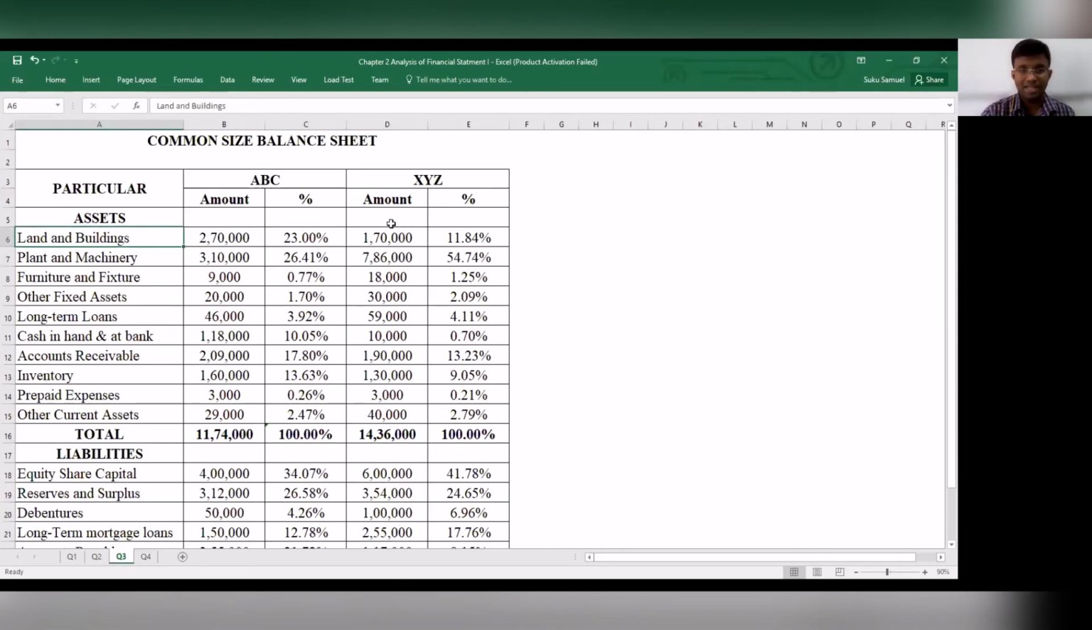For example, we are comparing land and building. If you notice, the proportion of land and building for ABC is definitely more than XYZ, or in fact, it is double. Another one, look at plant and machinery. For ABC, the percentage is 26.4%, whereas XYZ is 54.74%. So XYZ's proportion of plant and machinery is double. This is how we go about the preparation of the common size balance sheet.